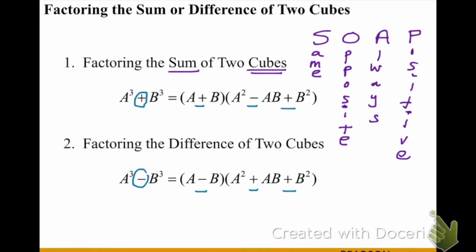This is very similar to factoring the difference of two cubes. In this case, notice if it started with subtraction, using SOAP again, the binomial would have the same sign, so subtraction, and then the trinomial would be the opposite, which would be the addition sign, and the last would always be positive. So let's try using this method.